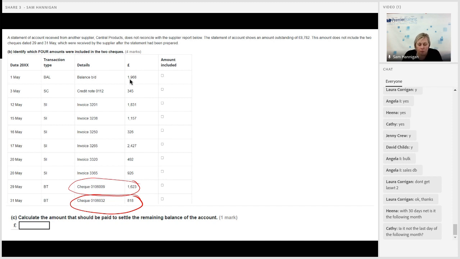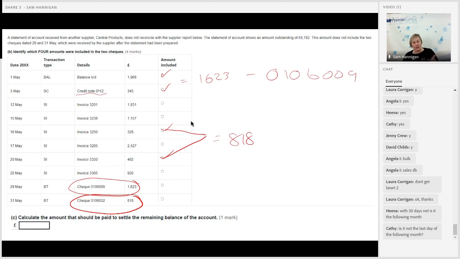Okay, so start at top, 1968 minus 345, I believe gives me 1623. So those 2 equal 1623, which is check number 0106009. Okay. The next one says 818. Well, it can't be invoice 3201. It can't be 3238. Could be then 326. It can't be 2427 because there's no more credit notes on there. So 326 plus 492 equals 818. So they're the 4 items that relate to those 2 checks. Okay? Does that make sense?